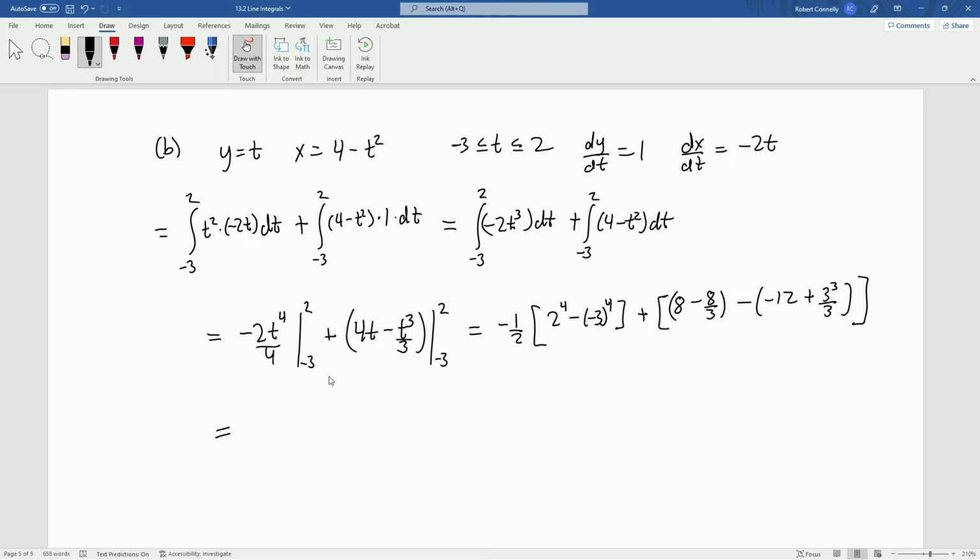Okay, so distribute this, we get a negative 2 cubed plus 3 to the fourth over 2, plus 8 is going to be 24/3 minus 8/3, so that's 16/3. And then this is going to be, so plus 12 and minus 9.